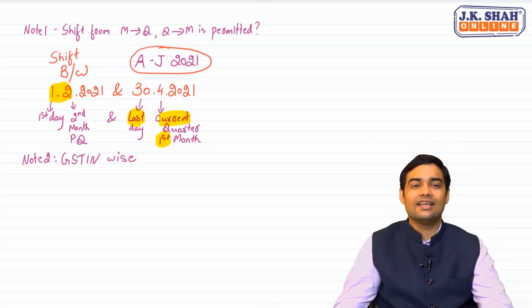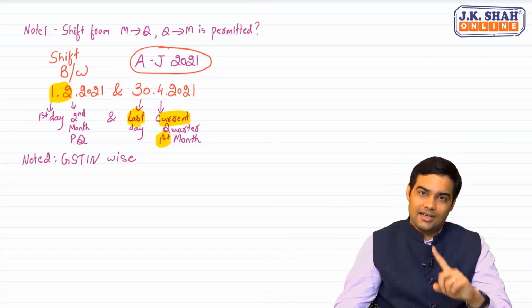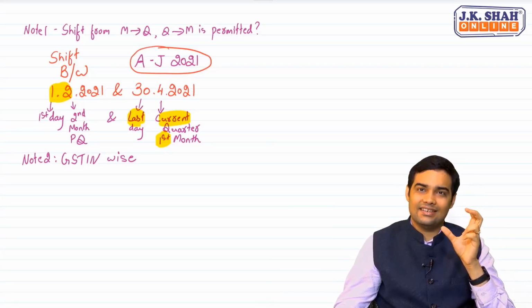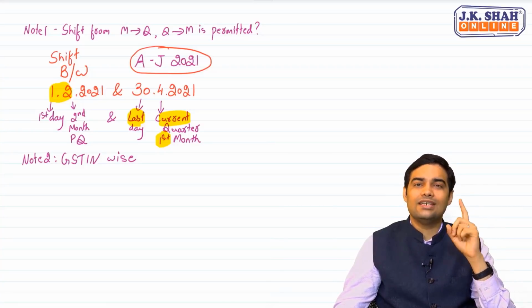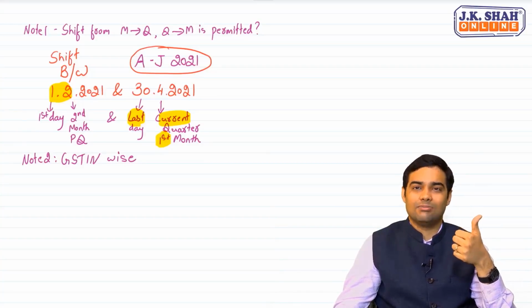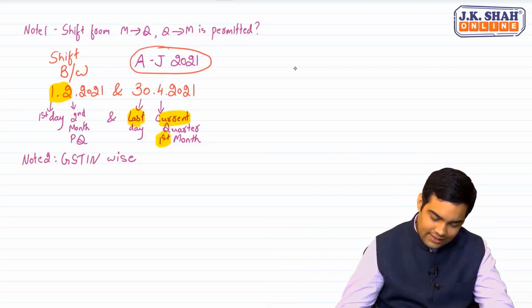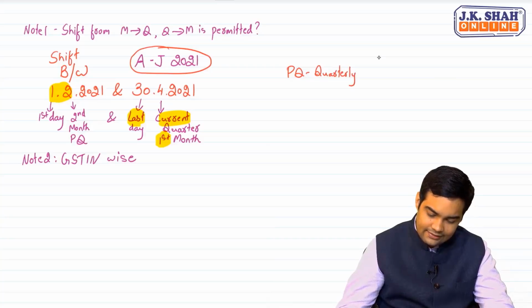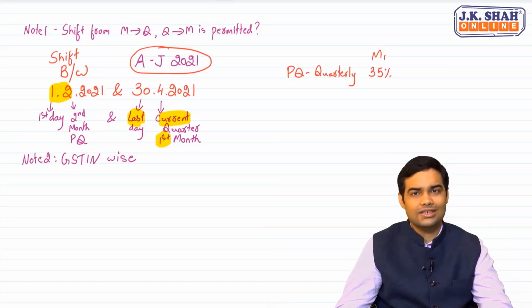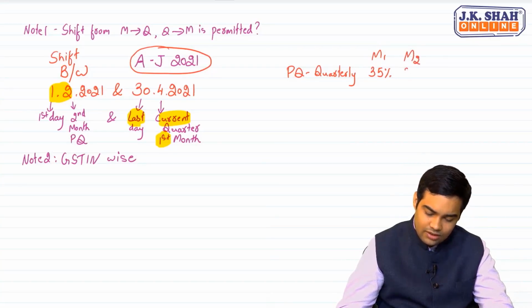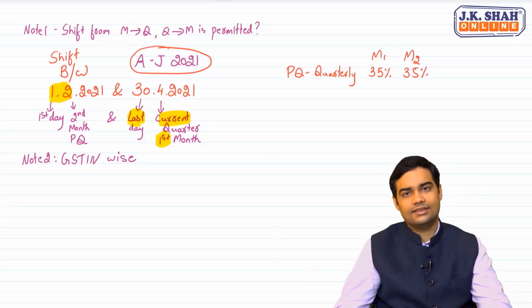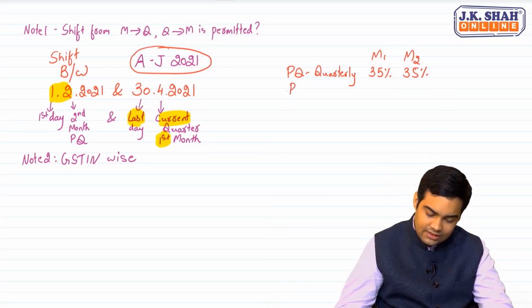And remember one thing, suppose last month you have filed a monthly return, then the tax which you have to deposit in month 1 and month 2 will be 100% of the tax paid in the previous month. Let me just show you with an example. Previous quarter I was filing quarterly return. In that case, month 1 I have to deposit 35% of the tax which I deposited in the previous quarter. Month 2, 35%. Correct? Yes.